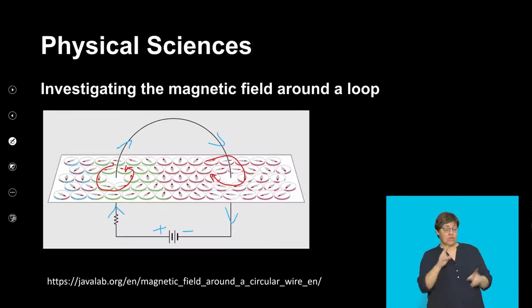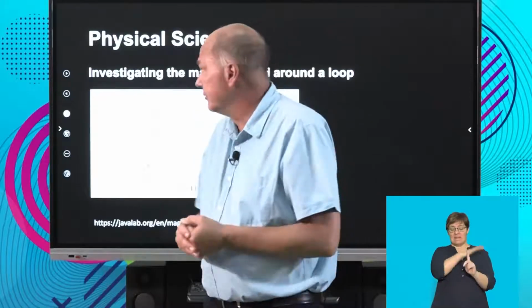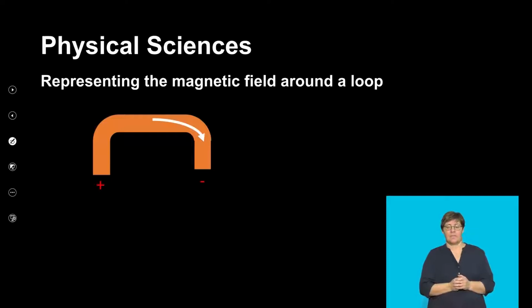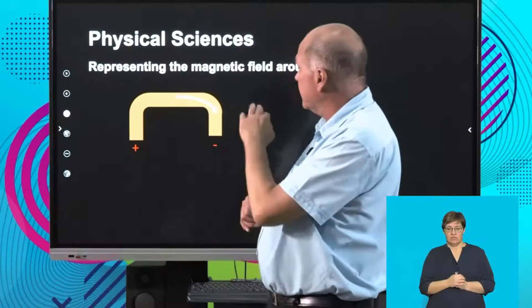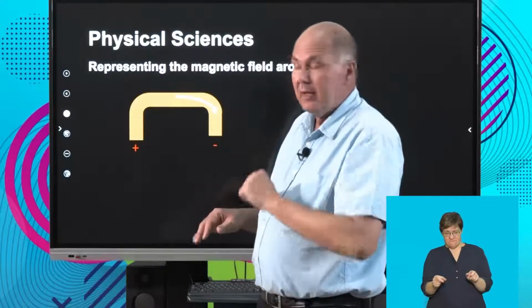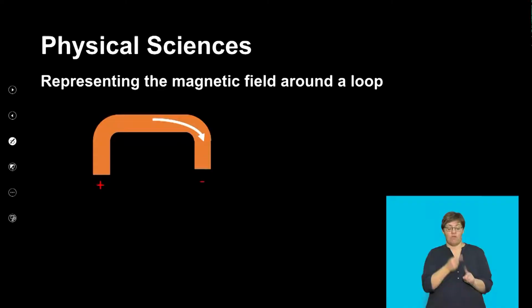So now that we've looked at that, let's take a different view of it, and let's just slow down and have a look at how we represent this magnetic field around a loop or bent piece of wire. So I'm going to take different viewpoints. And the first viewpoint I'm going to have, I hope you can see, is just a half coil. It's a half loop.